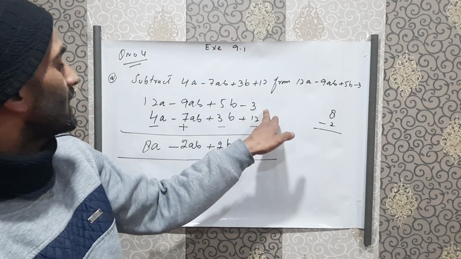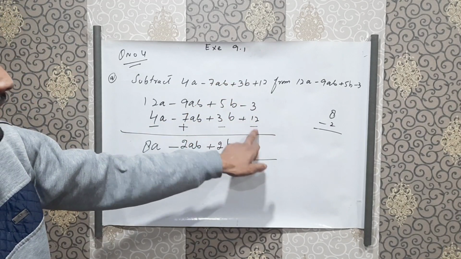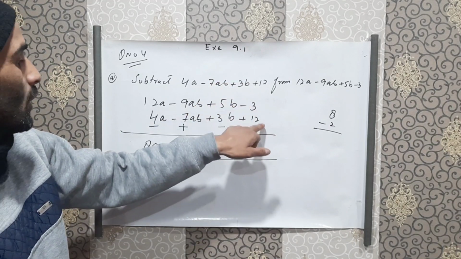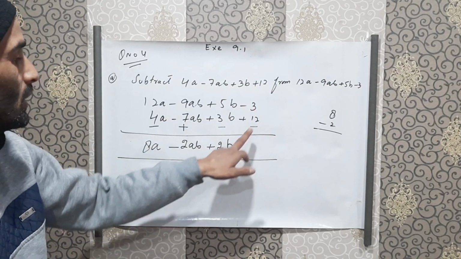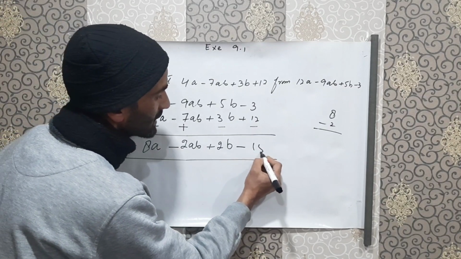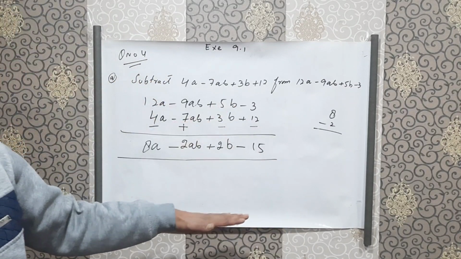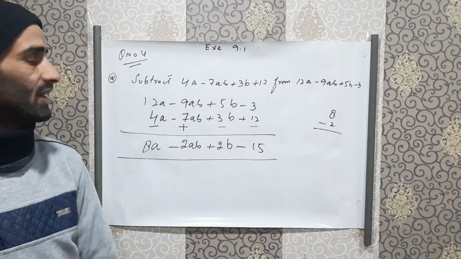Now here you can see the constant terms. Both are now negative. We have to consider this sign now, not the earlier sign. Both are negative, so we have to add, but keep the sign negative. That is 12 plus 3, that is 15, but minus 15. And in the same way you will do the rest of the parts of exercise 9.1.